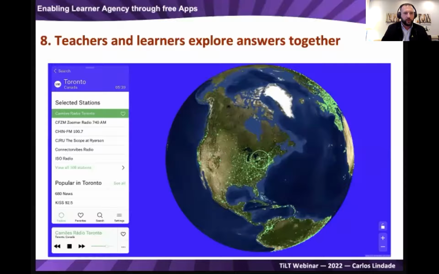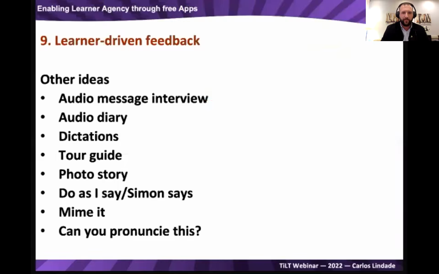So this would be an example. I assigned Toronto, my hometown, to one of the learners, and he had all these different radio stations available. He selected one, and then he was taking notes and coming together, and we talked about this. And again, if we want to have a lesson on pronunciation, on accents, on intelligibility, it's a great way to bring this topic to life in a natural way.